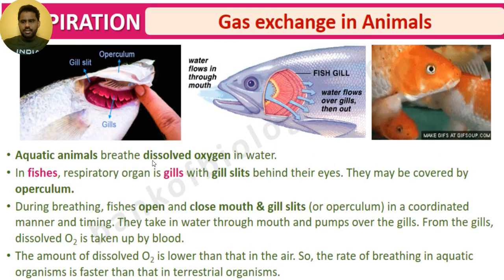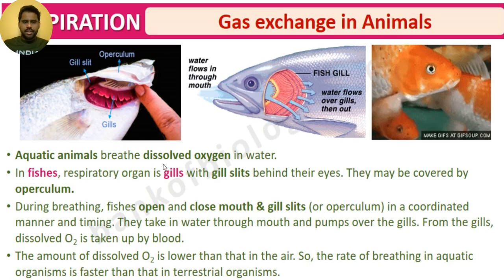Let's go ahead and see some gaseous exchange in animals. If you buy fish, you see the gill color is red. That indicates that the fish is fresh. So how does the fish breathe? They breathe because of these gills. Water flows in through mouth, water flows over gills, then out.